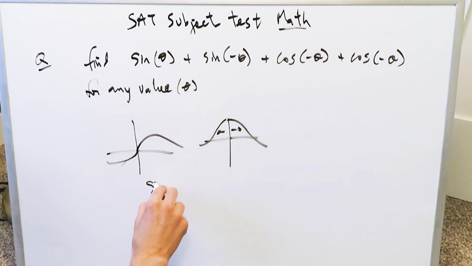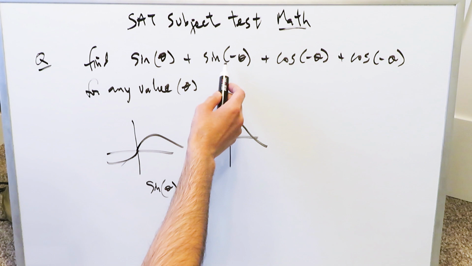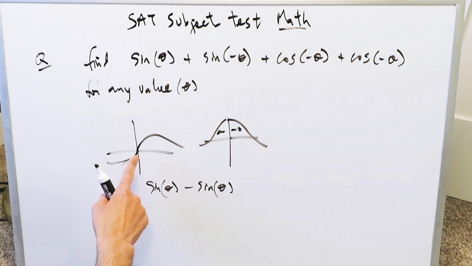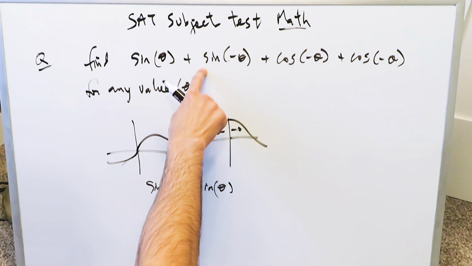Sine theta will stay as sine theta because it's origin symmetry or an odd function. Sine minus theta will become minus sine theta because of the odd function or the origin symmetry. Minus theta becomes a minus sine theta.